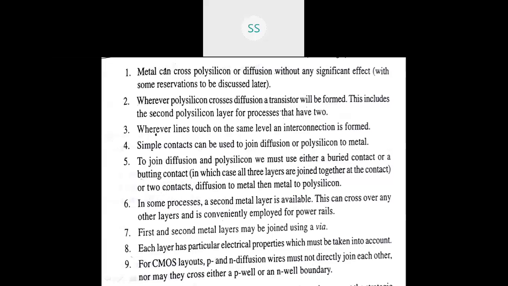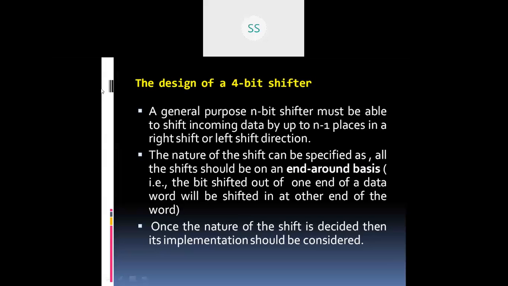Now, another important part of the subsystem design is the design of a shifter. Therefore, here we are going to discuss the design of a 4-bit shifter, what the types of shifters are, and what the general considerations are while designing a shifter. A general purpose n-bit shifter must be able to shift the incoming data up to n minus 1 places, either in the right direction or in the left shift direction. That is its main purpose.